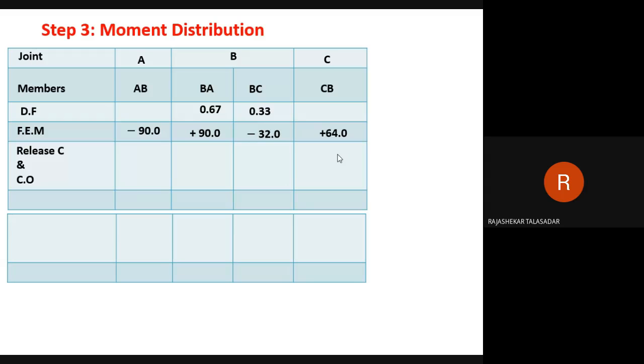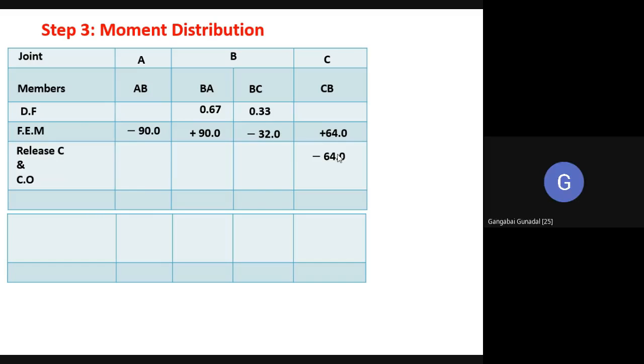Releasing means you already know the end condition MCB is 0. So for that you are releasing it, means you are making it 0. To make 0, as I said, you have to apply minus 64. Now for member BC, you applied minus 64 at C. Now it should be carried over to which end? B. That is BC. How will it be carried over? How much is the carried over moment? Minus 64 is the applied moment. What is the carryover moment? Carryover moment equals one half into applied moment. So what is the carryover moment then?